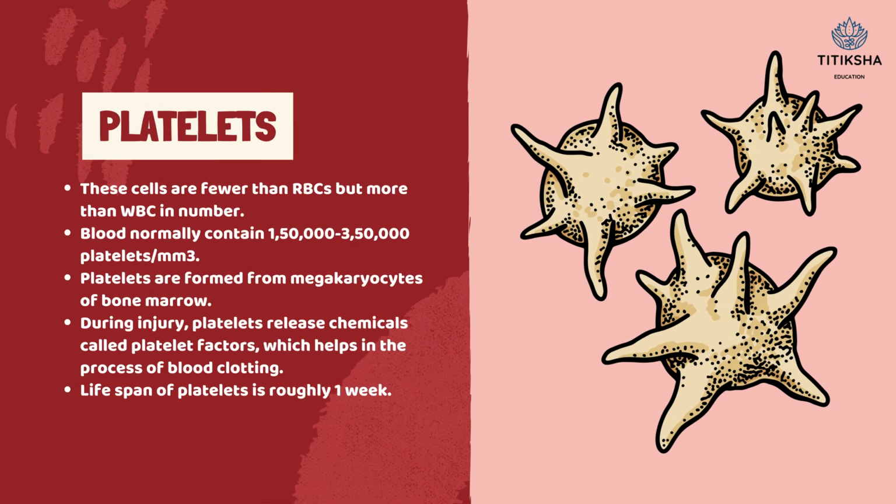Platelets. These cells are fewer than RBCs but more than WBC in number. Blood normally contains 150,000 to 350,000 platelets per cubic milliliter. Platelets are formed from megakaryocytes of bone marrow.